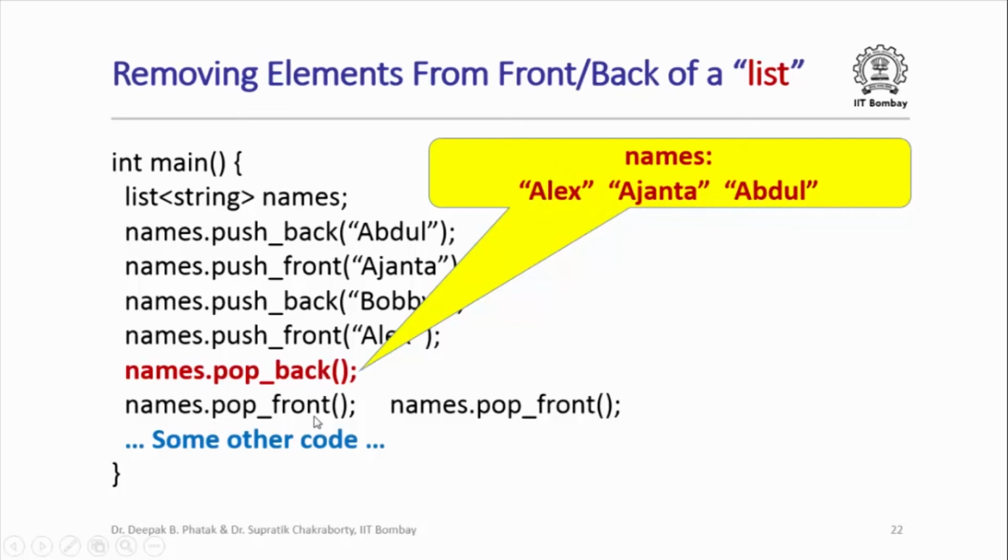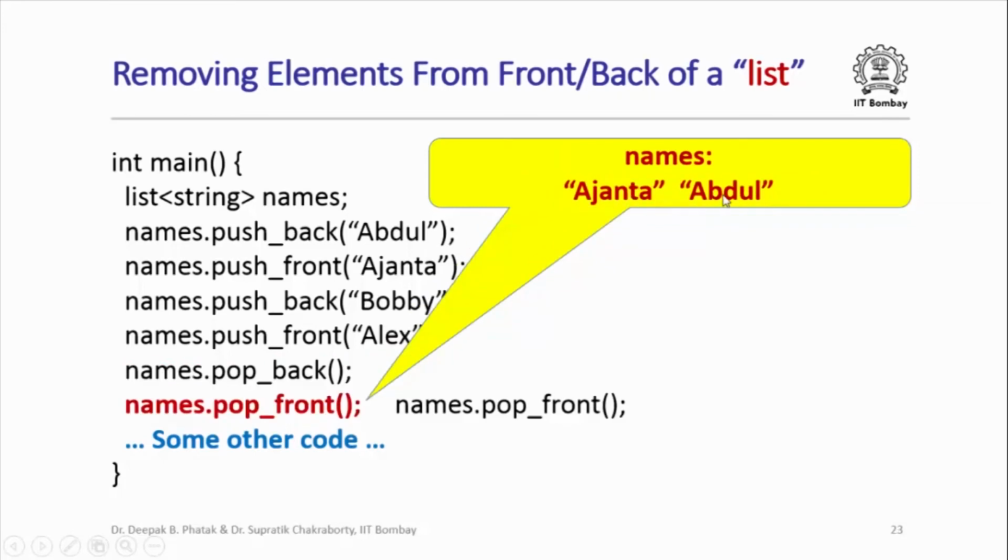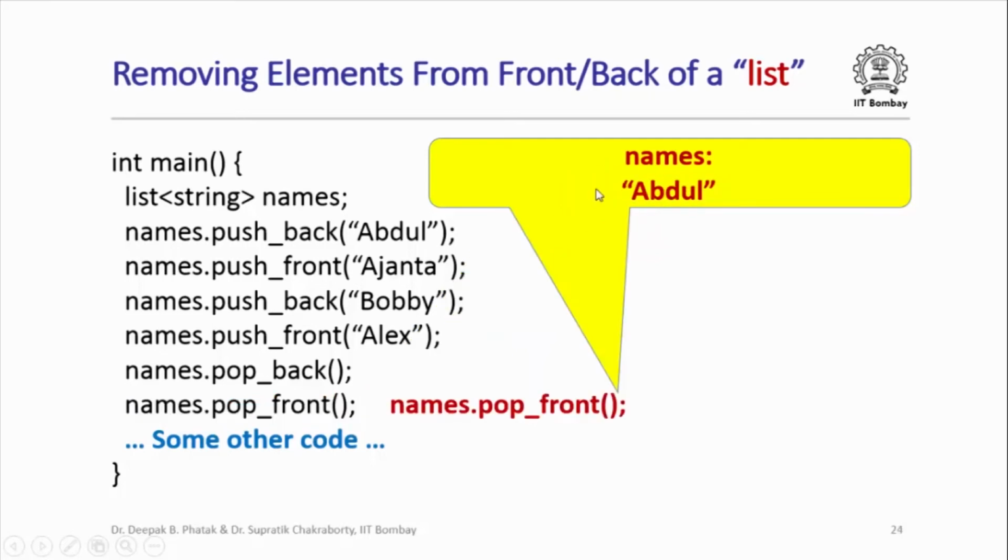Now after that, if I execute pop_front, what is it going to do? It's going to remove the element from the front of the list. So it's actually going to remove Alex and I'll be left with Ajanta and Abdul. This is the new front of the list and this is the back of the list. And finally, if I execute names.pop_front again, it will again remove the element at the front of the list. So in this case, Ajanta will be removed and I'll be left with the list containing only the string Abdul.